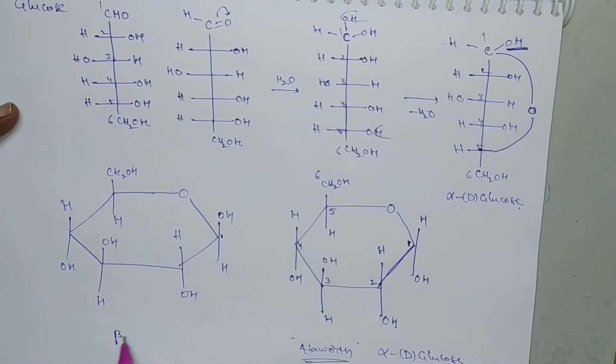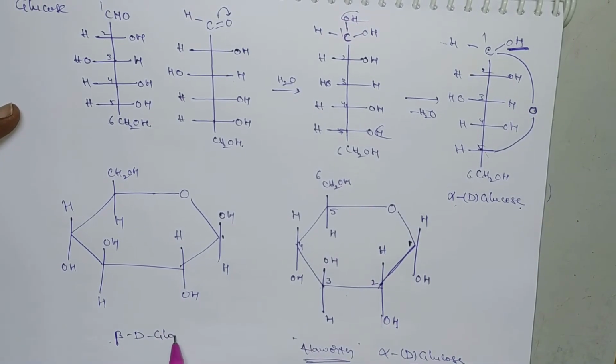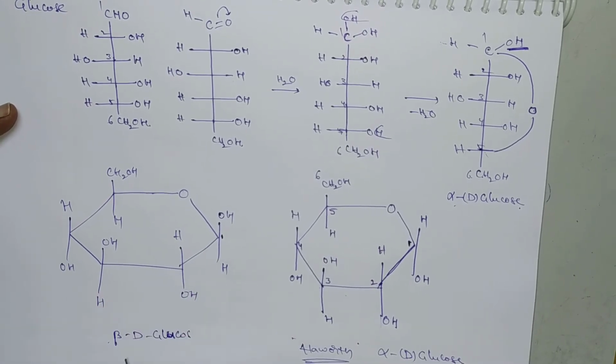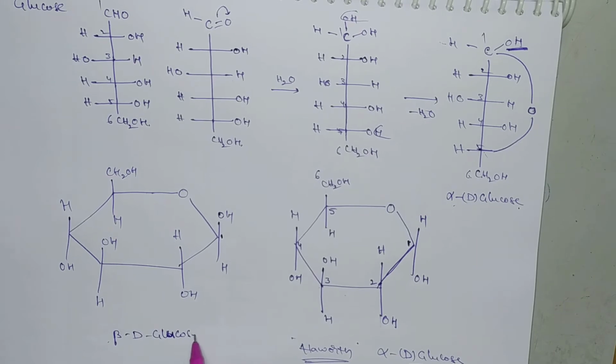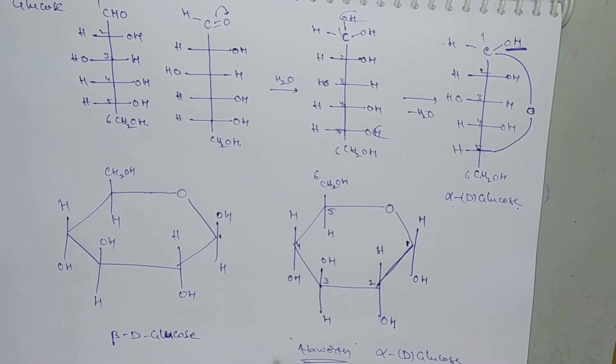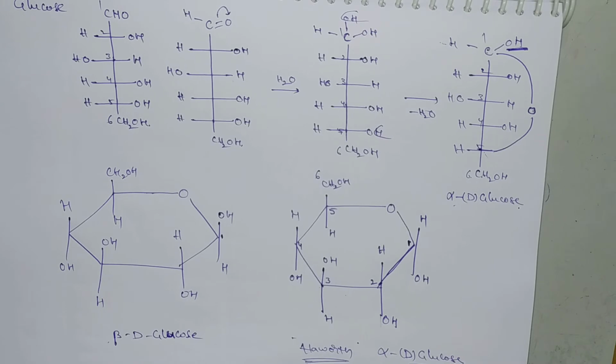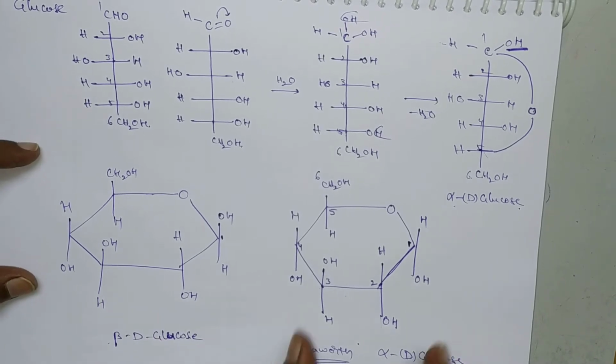So this is called beta D glucopyranose. Since it is a pyranose ring structure, it is also called glucopyranose. So here it is beta D glucose. It can also be called beta D glucopyranose. Okay, so this is the 6-membered ring, that is the Haworth structure.